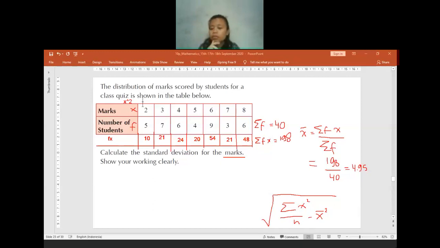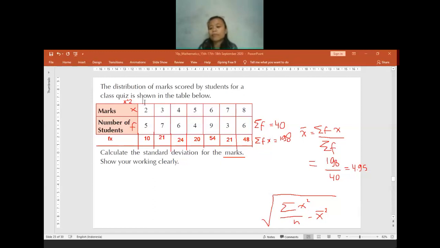Hello. Is there anyone who has any confusion or does not understand what I'm telling or asking? Now we are going to use this formula, square root of sigma x square divided by n minus x bar square, for finding the standard deviation. X bar we already found, so it's clear. Later, to find x bar square, we can directly use 4.95 square. But before that, we need to find the sigma x square, so we need to find the x square first.